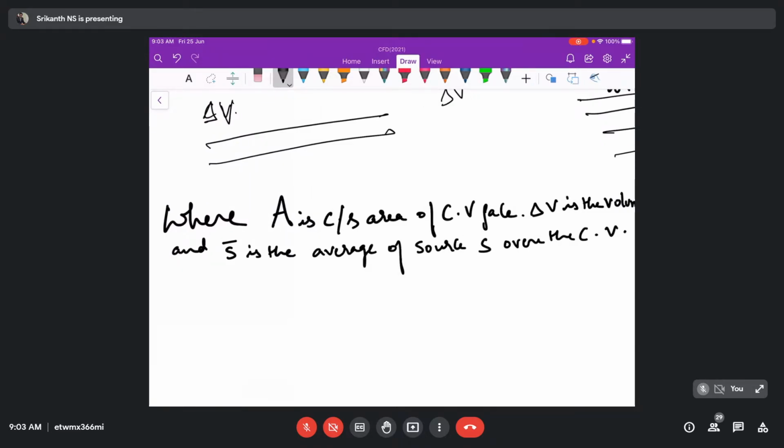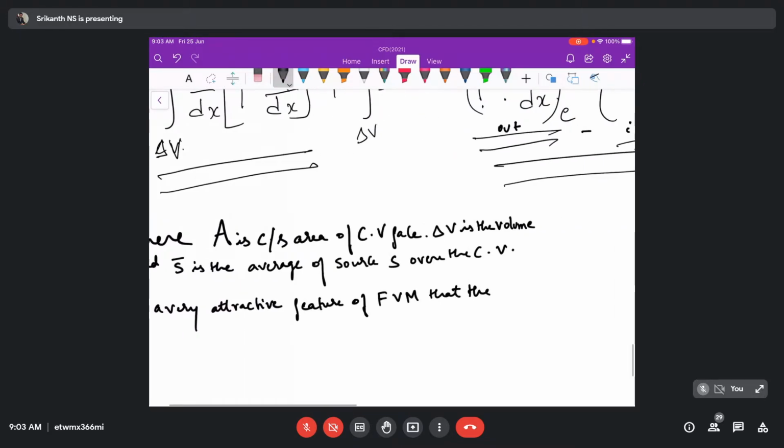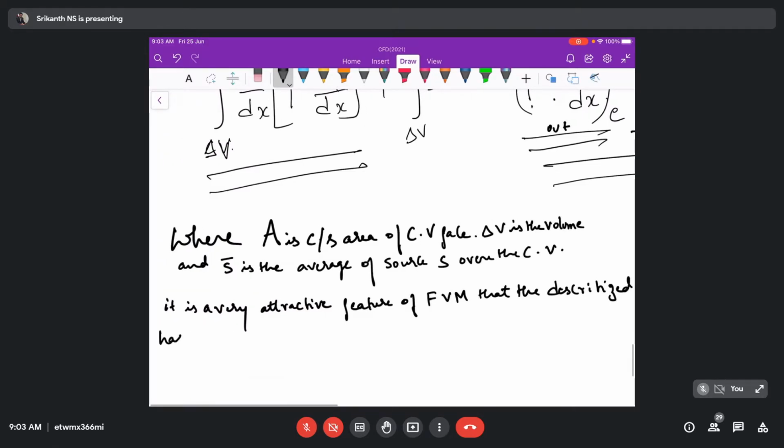It is a very attractive feature of the finite volume method that the discretized equation has a clear physical interpretation. Clear physical interpretation.